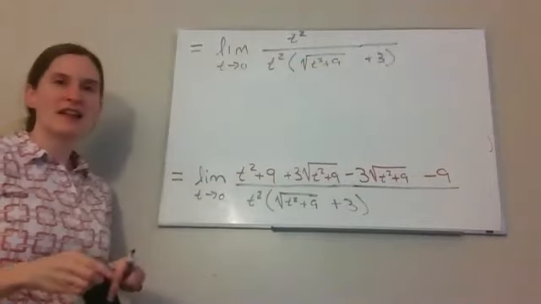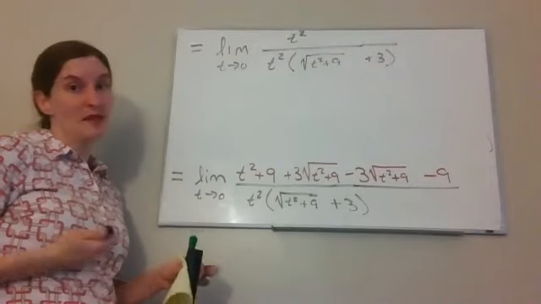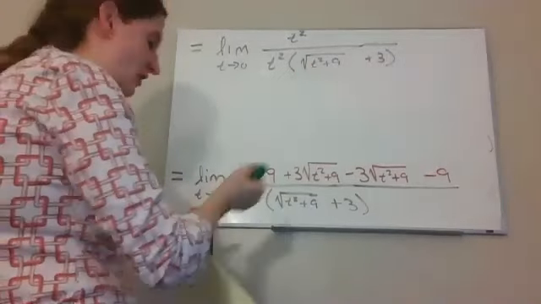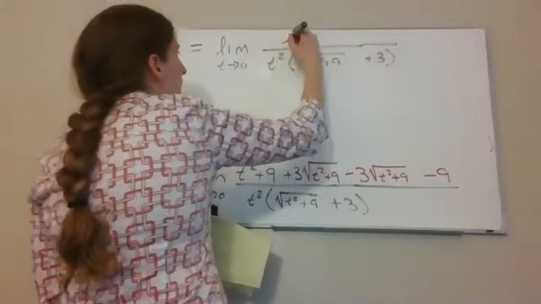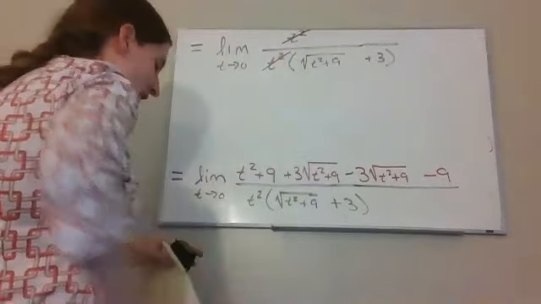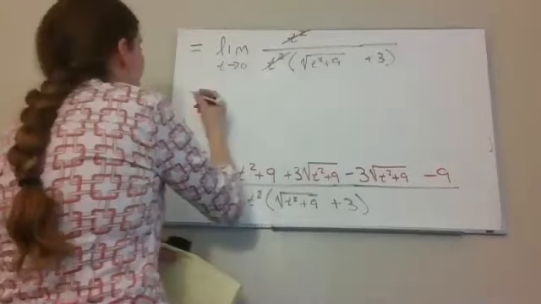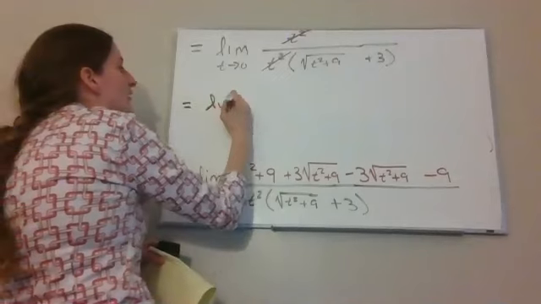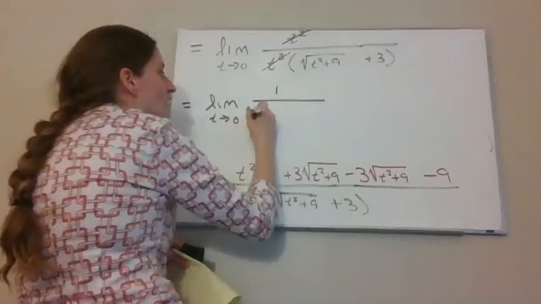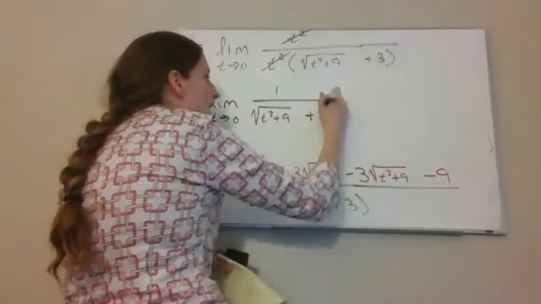And this is why I said to not distribute the denominator, because most of the time, not always, but most of the time, you will now get some cancellation. I have a t squared on top, which cancels the factor of t squared on the bottom. And so now I can rewrite this limit as the limit as t approaches 0 of 1 over square root of t squared plus 9 plus 3.